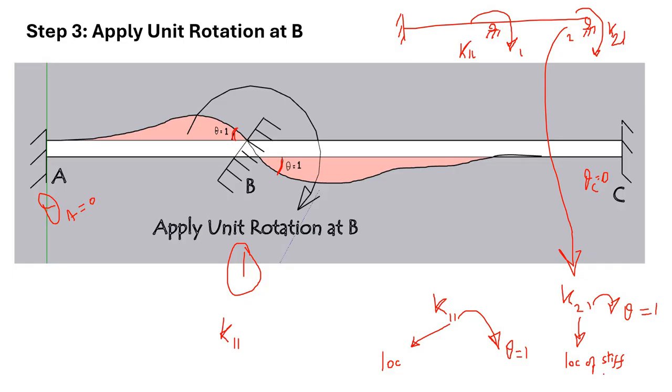So the first subscript represents the location where you want to find out the stiffness, and the second subscript represents the location where you are applying unit rotation. Here it is K11, and there is no K21 or K31. No need to worry, because there is only 1 degree of freedom available, at point B.